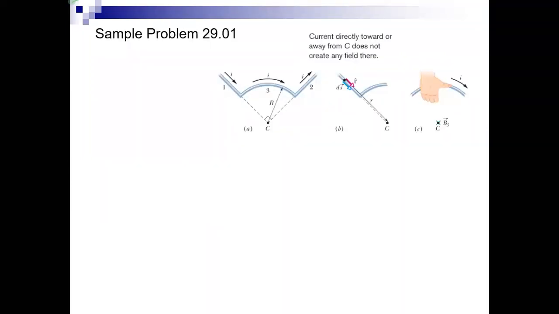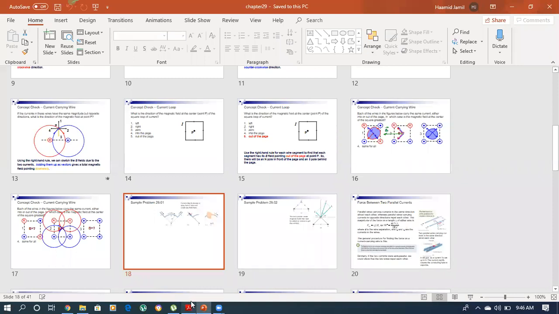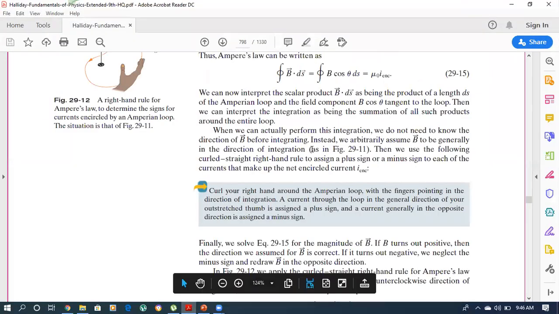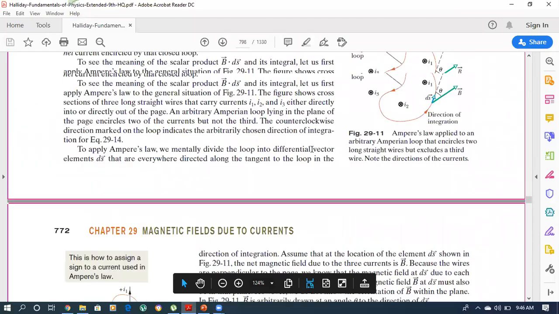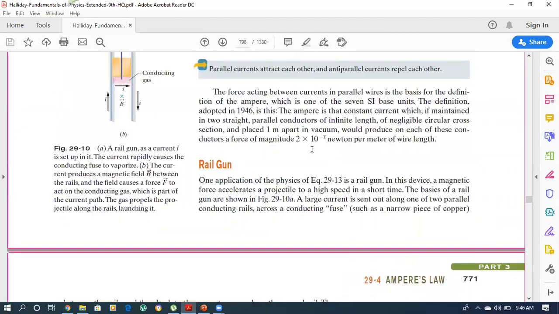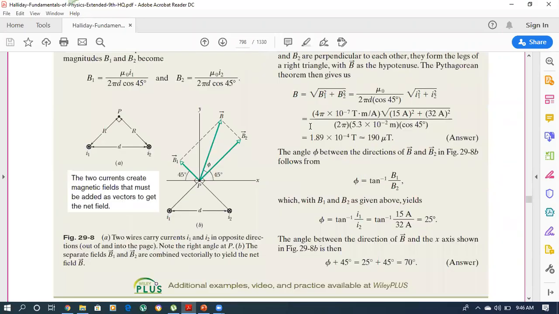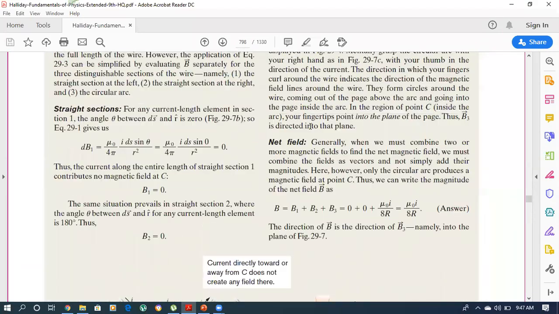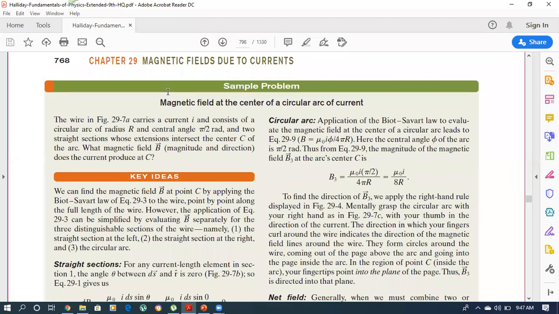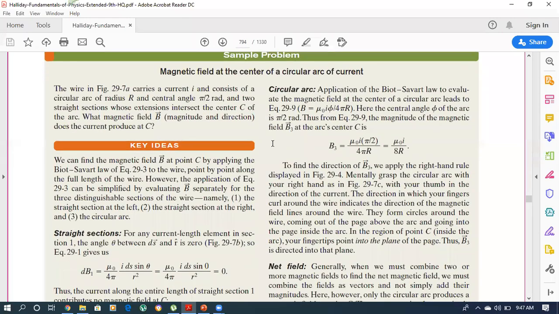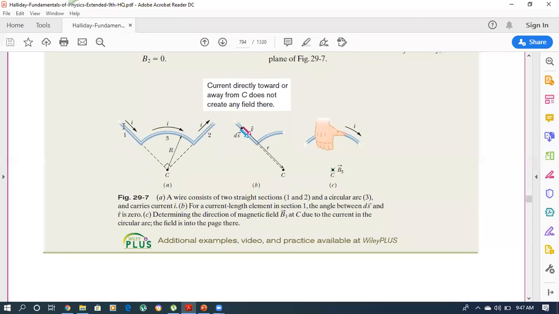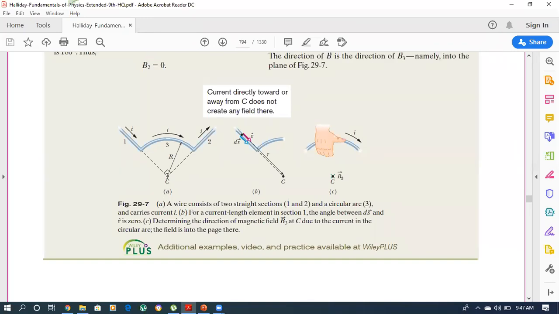So this was the sample problem 29.01. I will show you the statement from the book. Yeah, this one. In this figure, you are asked to determine the direction and strength of the magnetic field at the point C.